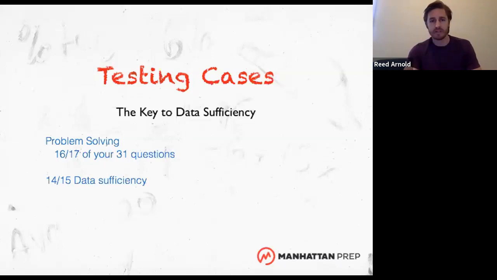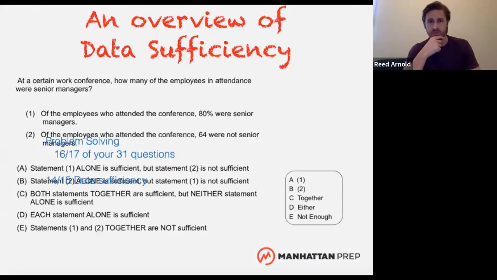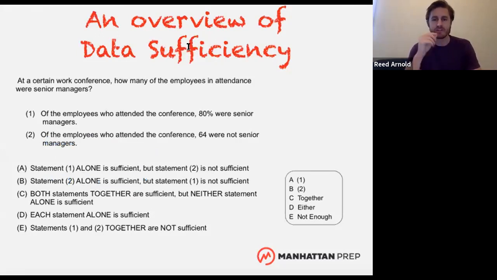First off, let's reintroduce data sufficiency for people who have not seen or are new to the test or aren't totally clear on what data sufficiency is. Data sufficiency is a twist on the standardized test questions you're used to seeing. You will always have a question up front. It will give you some information sometimes, but it will always ask some question. So this one says, at a certain work conference, how many of the employees were senior managers? I'm ostensibly trying to answer that question.